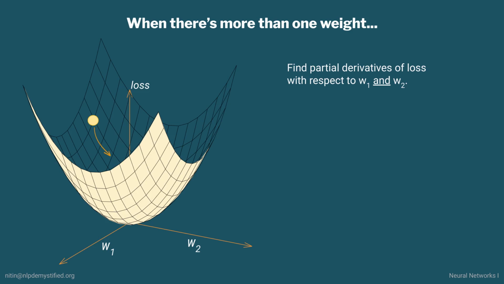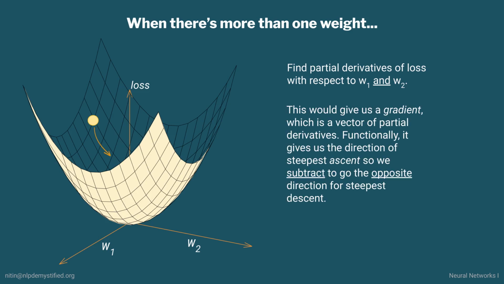With two weights, the loss surface is three-dimensional. This gives us the gradient, which is a vector of partial derivatives and where the gradient in gradient descent comes from. It gives us the direction of steepest ascent, so when we perform gradient descent, we subtract to go in the opposite direction. Let's work through an example.